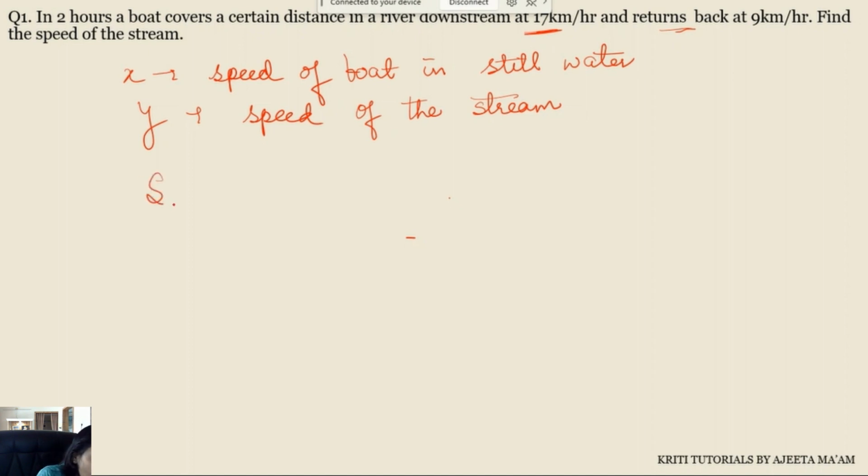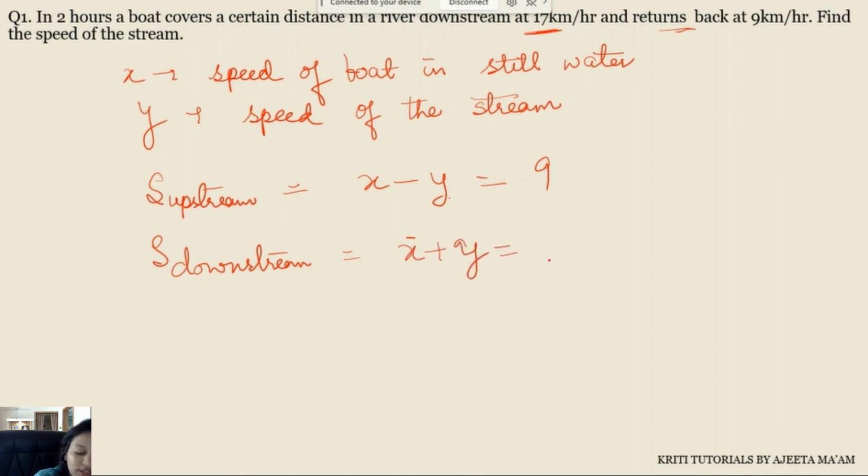So what is the speed of upstream? X minus y, and that is given to you as 9. What is the speed of downstream? Downstream speed is x plus y, and that is given to you as 17. Now it is as simple as solving a simple simultaneous equation. No need to use the time here. You don't need it, because what are you supposed to find? You are supposed to find the value of y only. That is the speed of the stream.